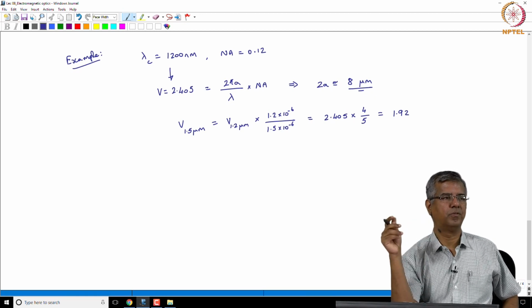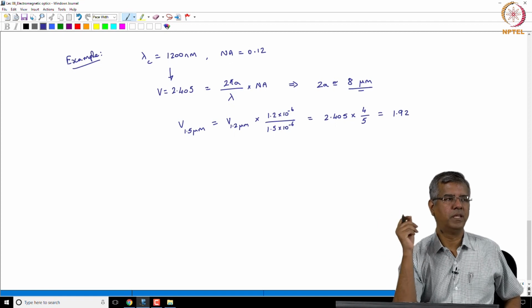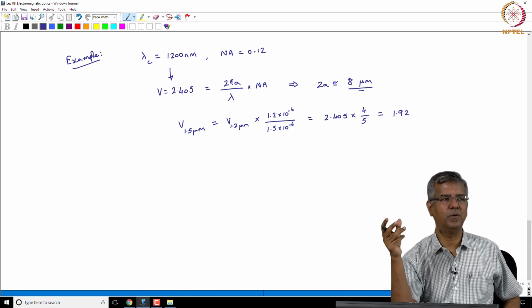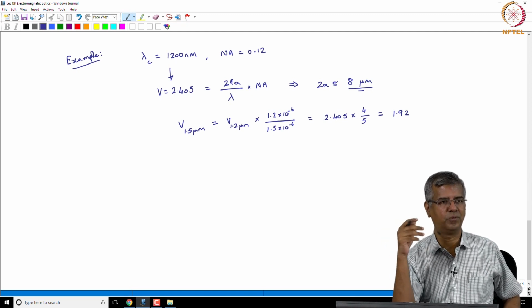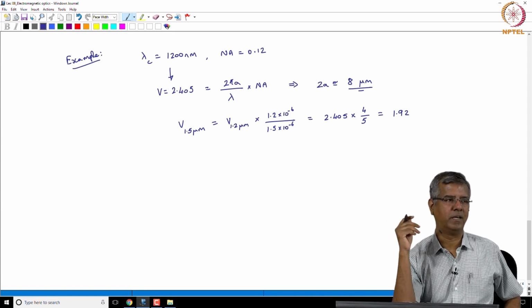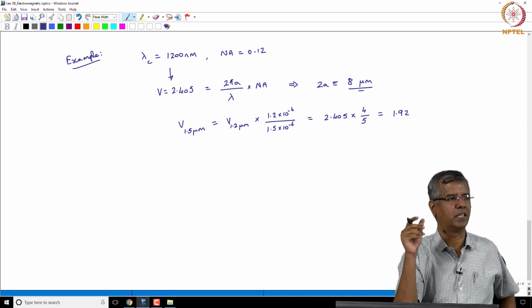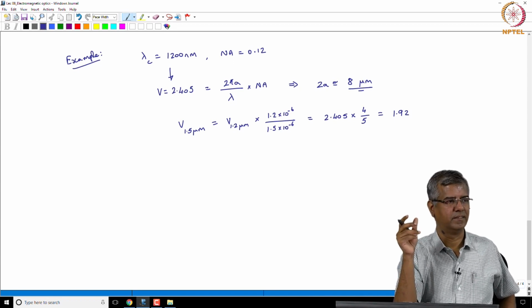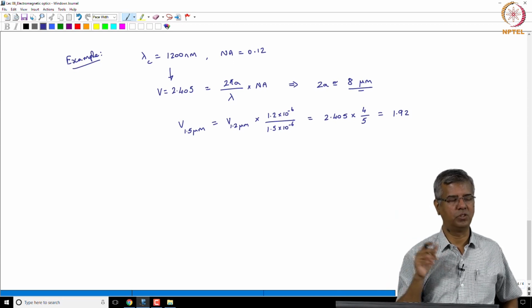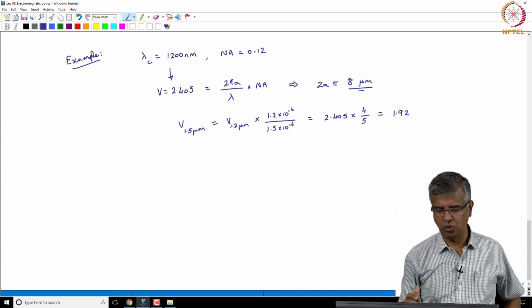Right. So V number would have increased. Specifically, what is the factor by which it increases? 600 nanometers is a factor of 2 lower, so V number would have doubled, right. So we could have said, okay, V number would correspond to 4.8, and that would constitute a multimode waveguide.